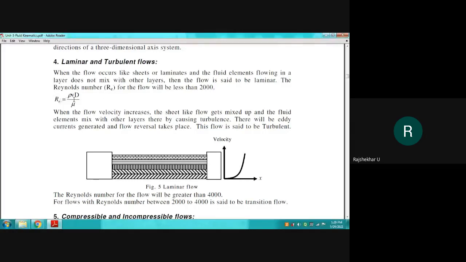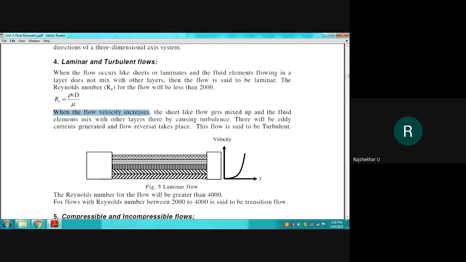Okay. Less than 2000 is laminar. Greater than 4000 is turbulent. But what about between 2000 and 4000? Between 2000 and 4000, there is something happening, no? So that flow, we define it as transition flow. Okay. Just I'll read out, you'll get to know.